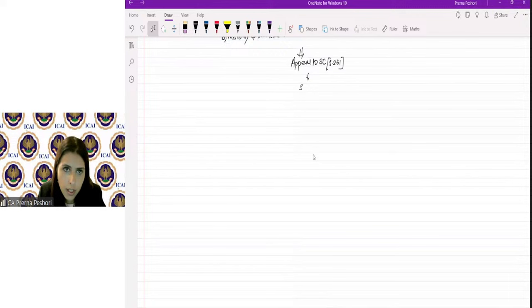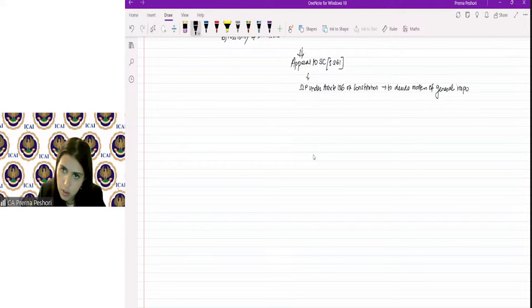You can just write it over here. SLP under Article 136 of the Constitution. This is to decide matters of general importance. This is to decide the matters of general importance. You can just write that. Now, as I said, the CBDT has issued or prescribed these monetary limits.